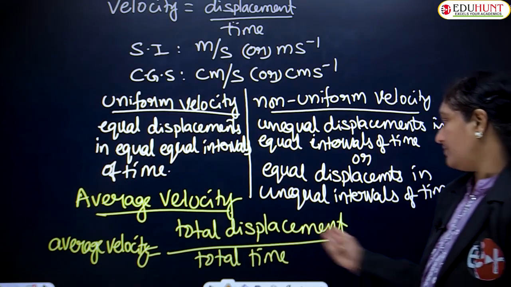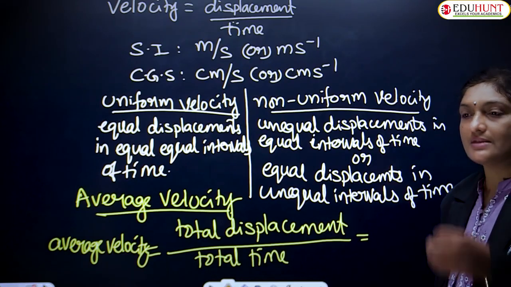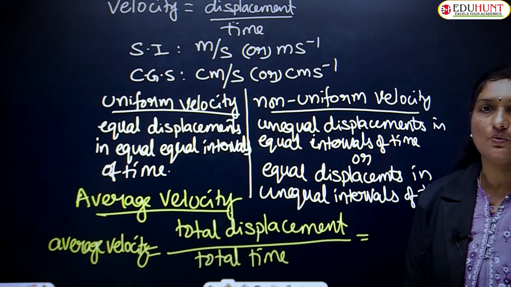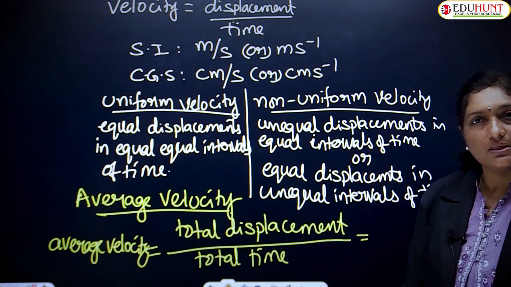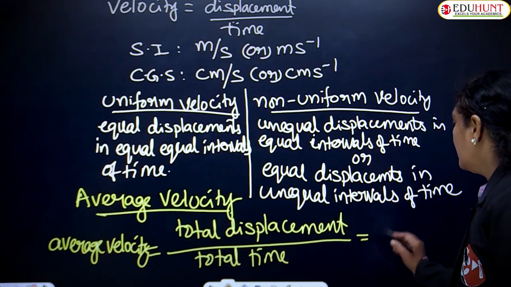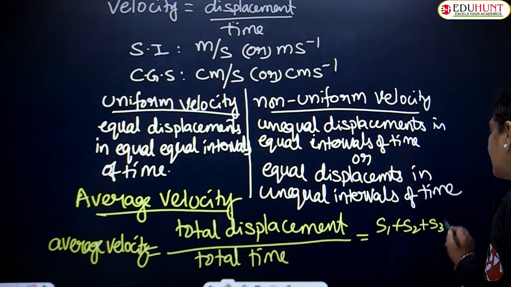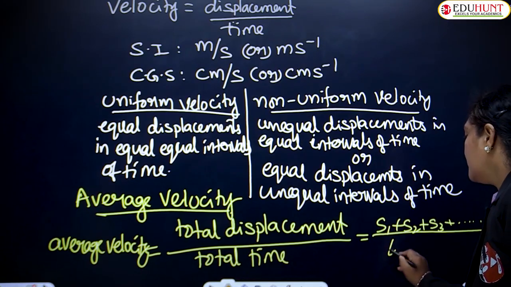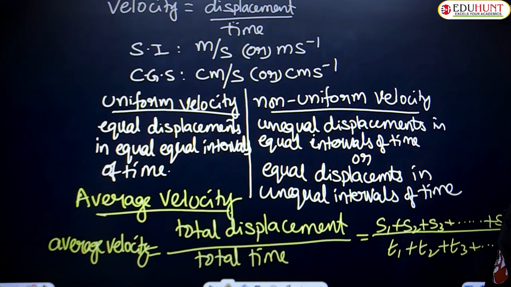Based on that, if you would like to go with the formula for total displacement, suppose a body covers displacements of S1, S2, S3, S4 and so on, in the time intervals T1, T2, T3, T4 and so on, then it can be written as S1 plus S2 plus S3 plus so on plus Sn, upon T1 plus T2 plus T3 plus so on plus Tn.